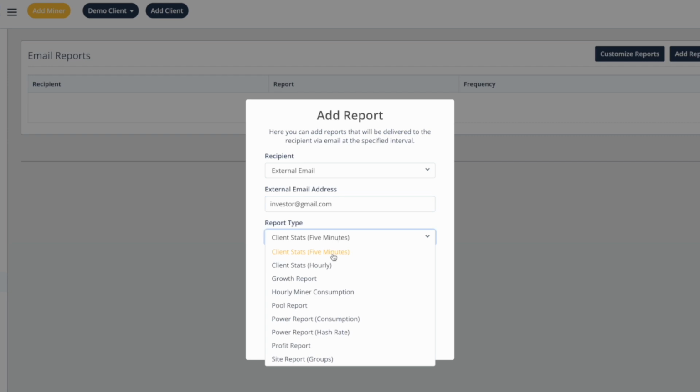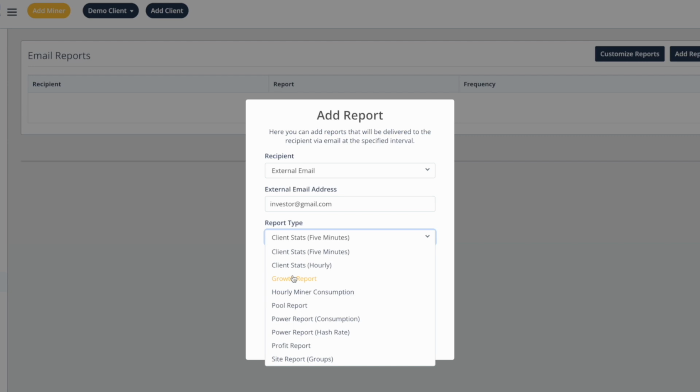There are various reports we can cut. Client stats report, so that gives you statistics on a 5-minute basis. Some people like to use that for billing if you happen to be invoicing your customers based on hash rate produced by 5 minutes. Hourly gives you number of miners online, hash rate produced hourly.